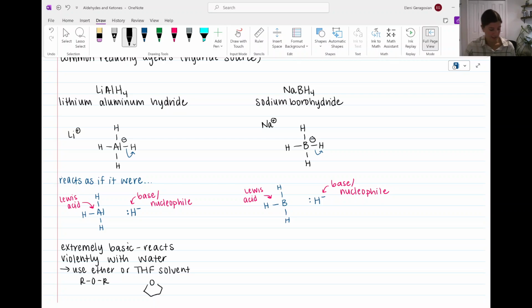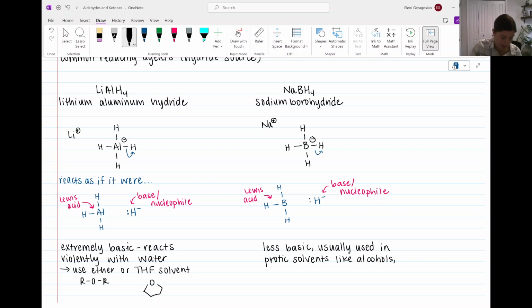Sodium borohydride is less basic than lithium aluminum hydride. It can be used in protic solvents like alcohols. It can be used in non-acidic water as well.